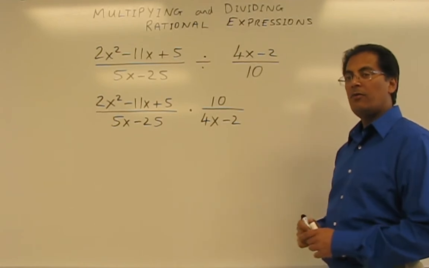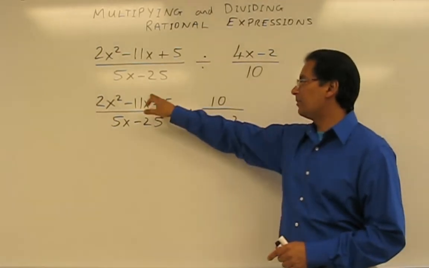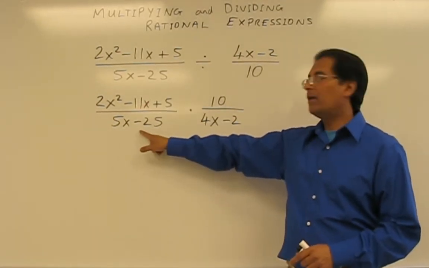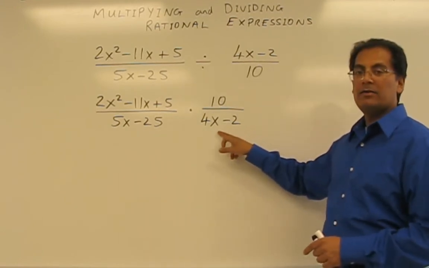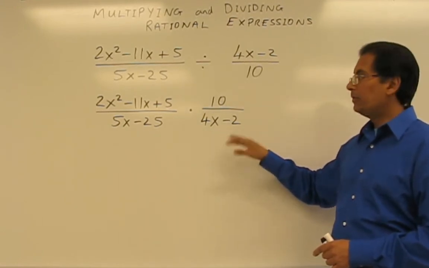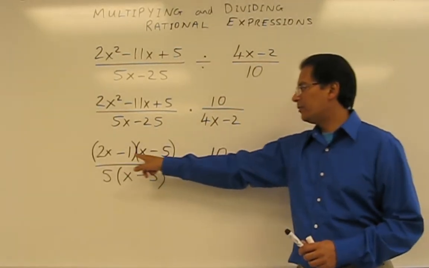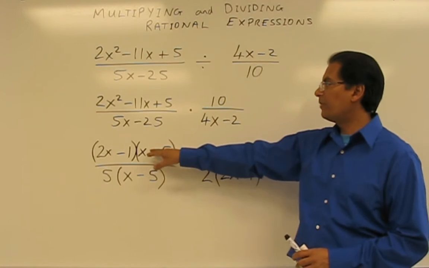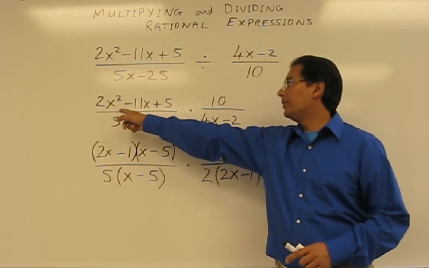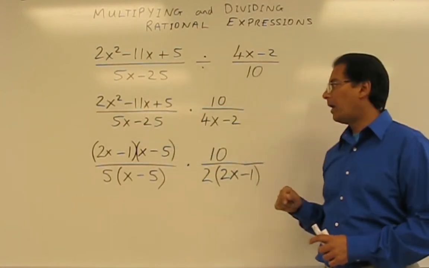Now we factor the numerator and denominator. I can see there's a trinomial here. I can factor out a 5 here. I can factor out a 2 here. So if we do all this factoring, we end up with 2x minus 1 times x minus 5. So that's the factorization of this trinomial 2x squared minus 11x plus 5.